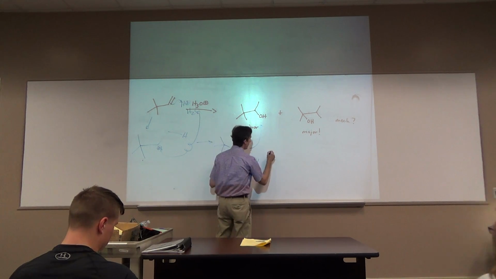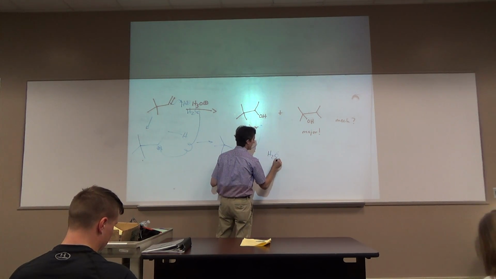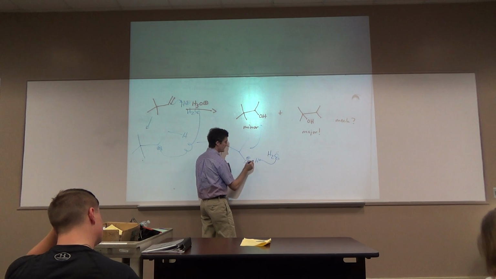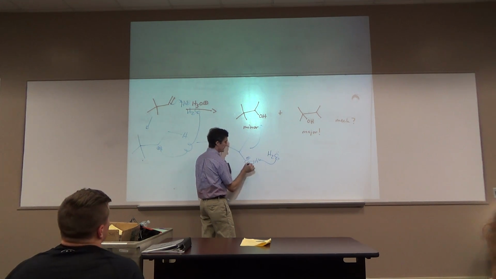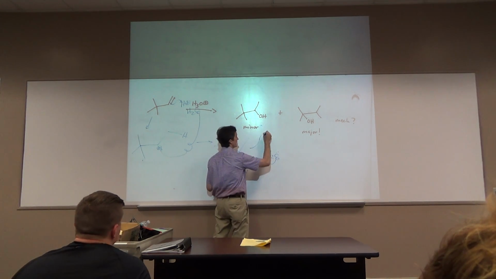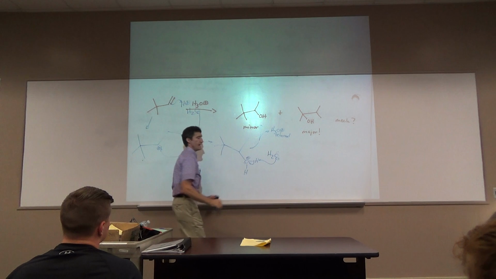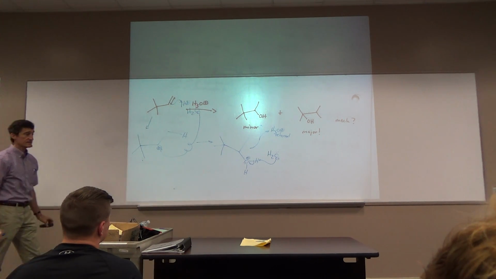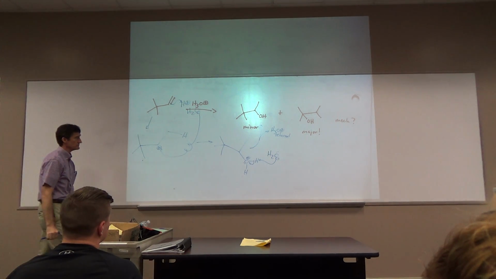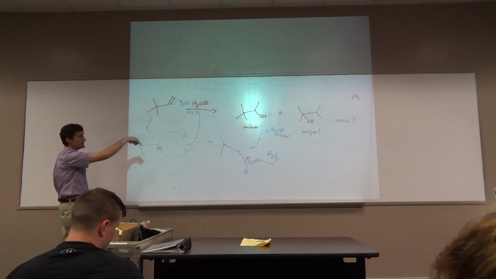You can also use water to remove the proton. These electrons make a bond to H, this is just an acid-base reaction. These electrons move on to oxygen, and we get H3O plus reforming. Acid is the catalyst. But that's only the minor product.